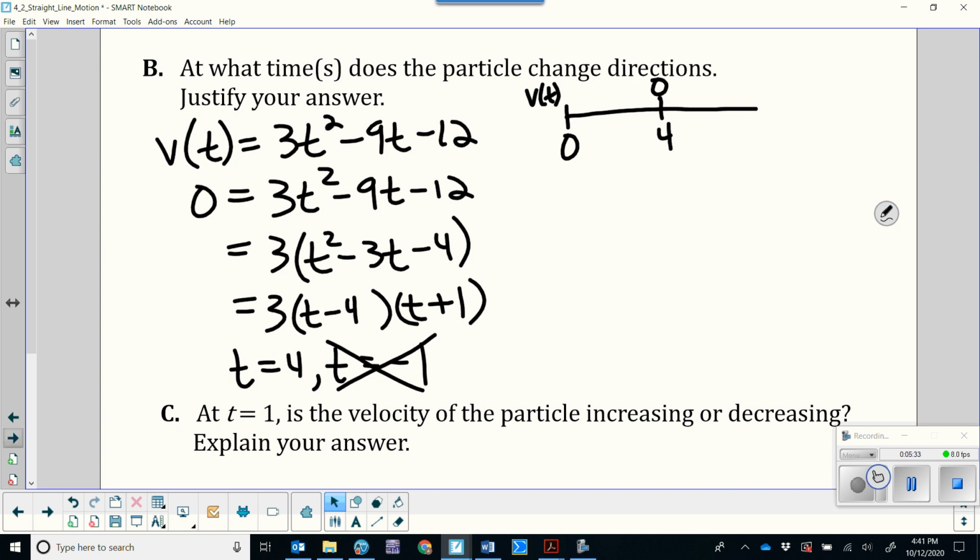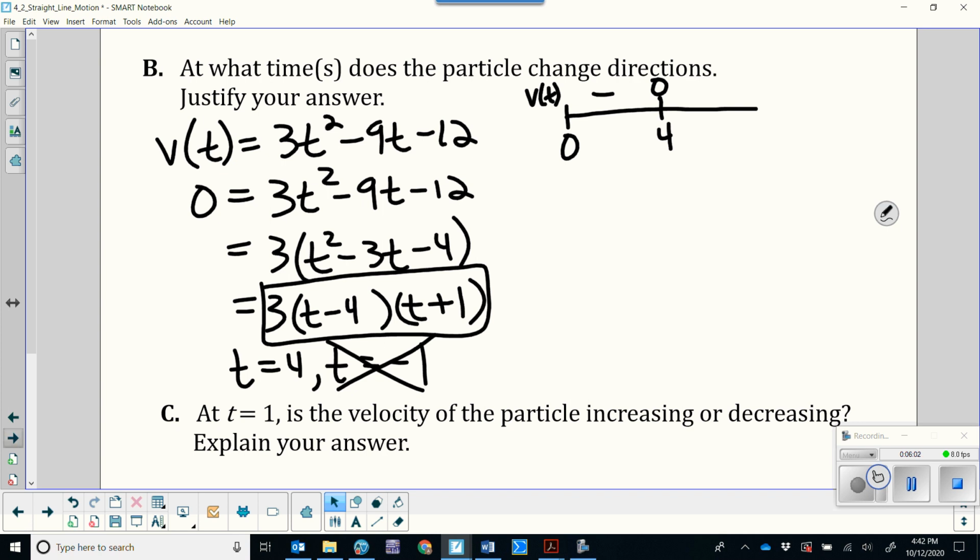And then I need to pick any number between 0 and 4 and plug it in. It's either positive or negative, but they can't switch until it gets to 4. So I pick anything, like 1, and just plug it in to figure out positive or negative. If I pick 1, I'm going to have 1 minus 4, which is negative, and 1 plus 1 is positive, so I'm going to get negative there.